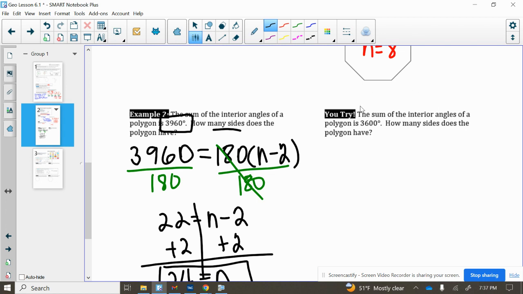There's another one for you to try. If your interior angle sum is 3,600, how many sides would your polygon have?